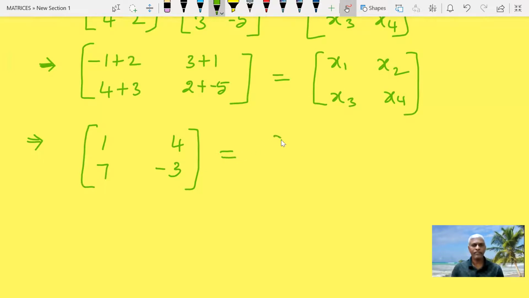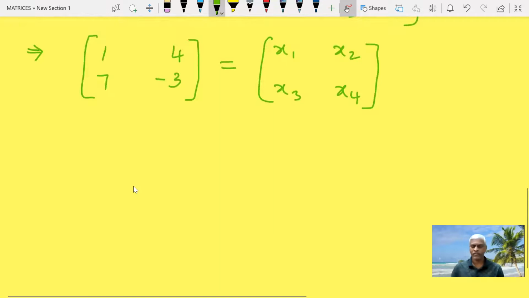And right side x1, x2, x3, x4. Now we have equality of two matrices. So by the definition of equality of matrices, the corresponding elements of both the matrices are equal, then only we say that these matrices are equal.